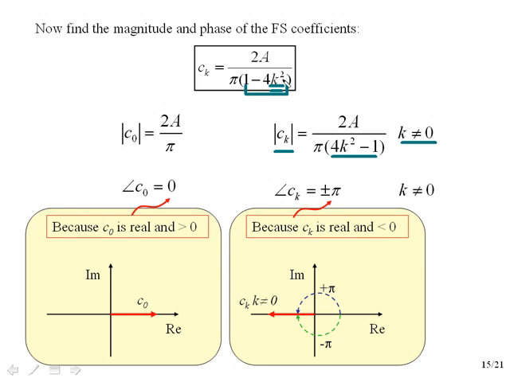Like I said, c sub k for k not equal to 0 is a negative number. We've established that already. So it lives over here on the real line, and its angle is either going to be plus pi or minus pi. Doesn't matter. Either one is correct. It's your choice.